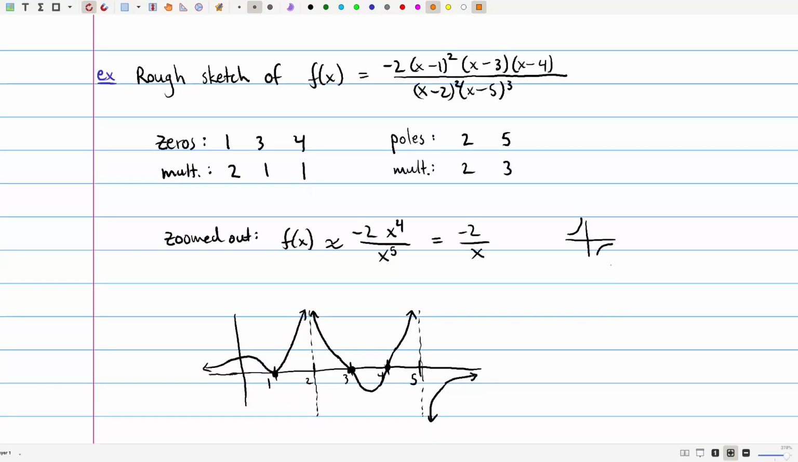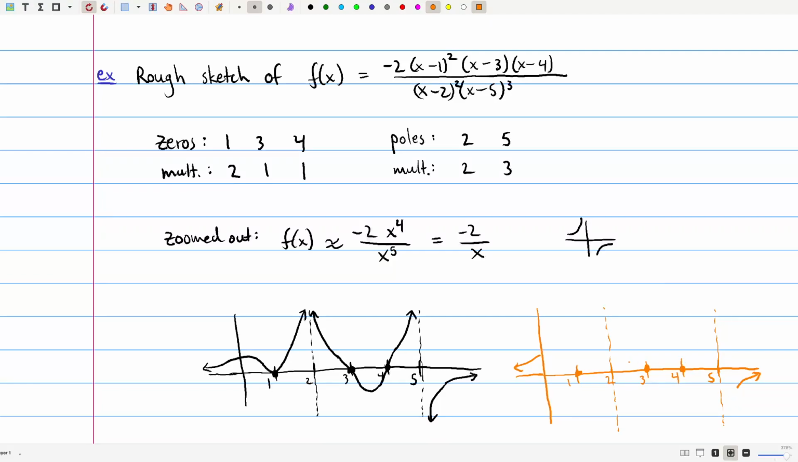So let's put this all together. All of our interesting features are at 1, 2, 3, 4, and 5. So let's make sure that we have tick marks for each of those. So 1, 2, 3, 4, 5. I'm going to label them so that I don't get lost. So we've got zeros at 1, 3, and 4. And we've got poles at 2, so vertical asymptote, and a vertical asymptote at 5. And we know that when we zoom way out, it's going to be above the x-axis on this side and below the x-axis on this side.